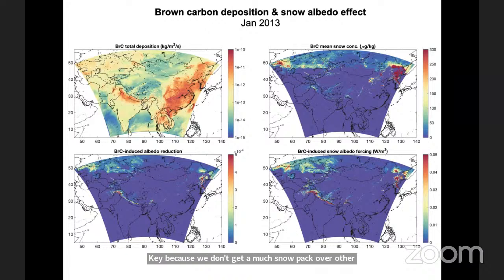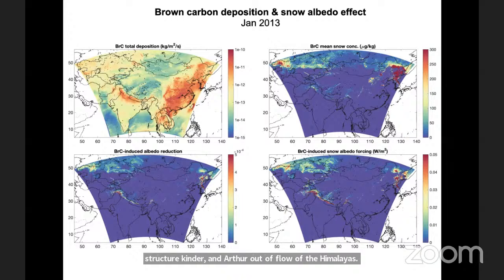And we see that once we have the snow co-located with a very strong brown carbon total deposition, then we will get this very high brown carbon concentration inside the snowpack in northeast China, and also some of the southern slope of the Himalayas, if you look at it here.